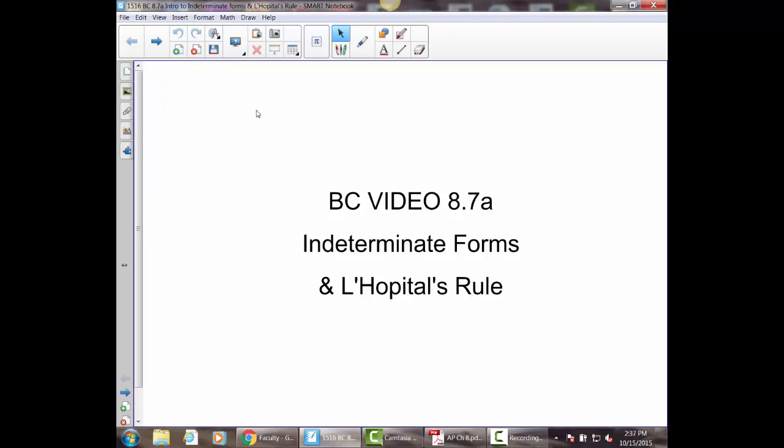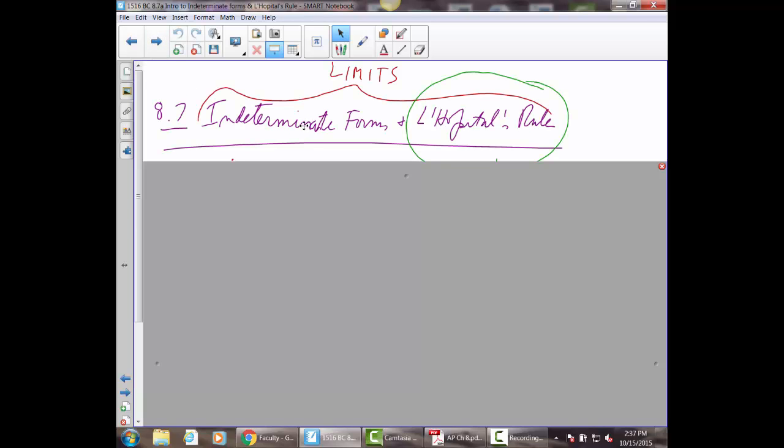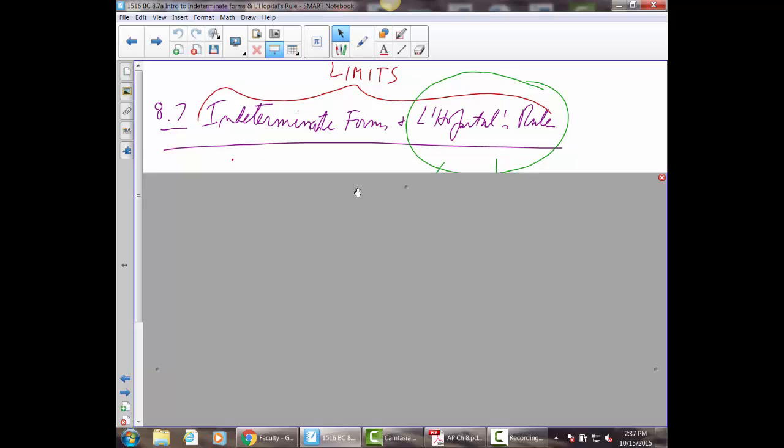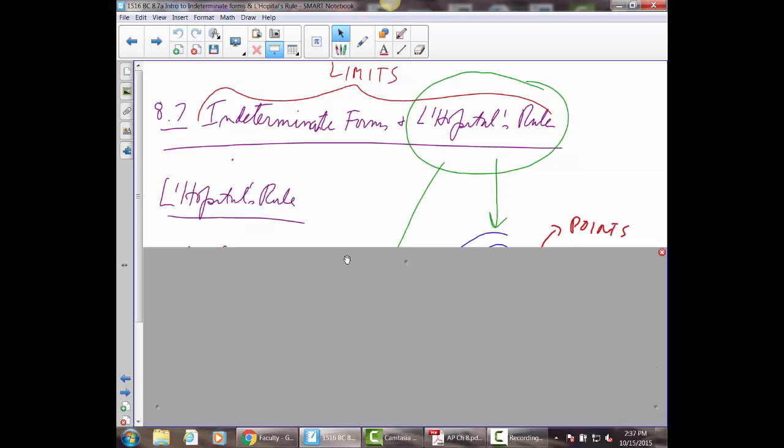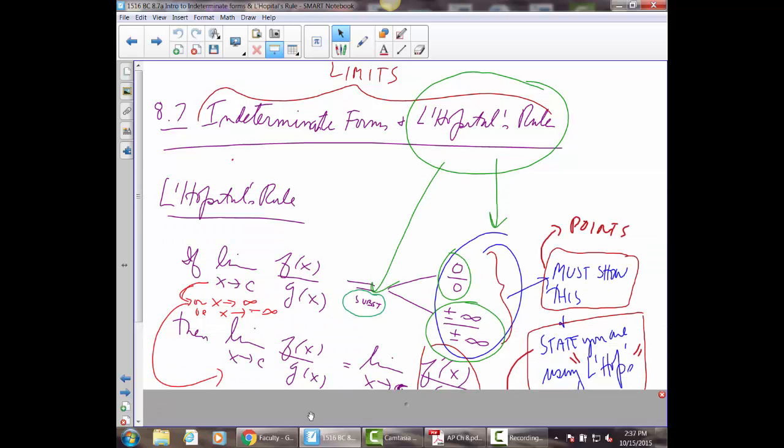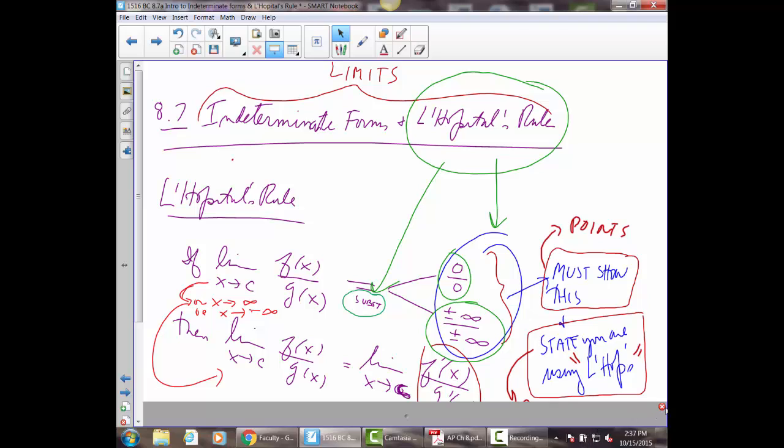Hi, welcome to video 8.7a, Indeterminate Forms and L'Hopital's Rule. As you remember, I taught you L'Hopital's Rule last year. It's actually now part of the AB curriculum as of this year again. It used to be, and then it was gone, now it's back. L'Hopital's Rule is a very important rule, but it can only be used in certain very special cases.